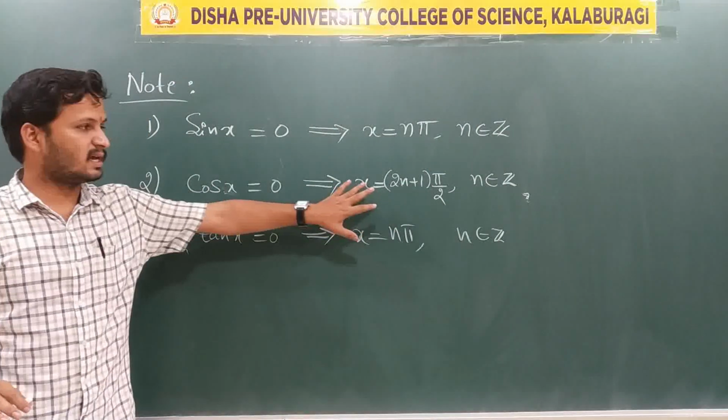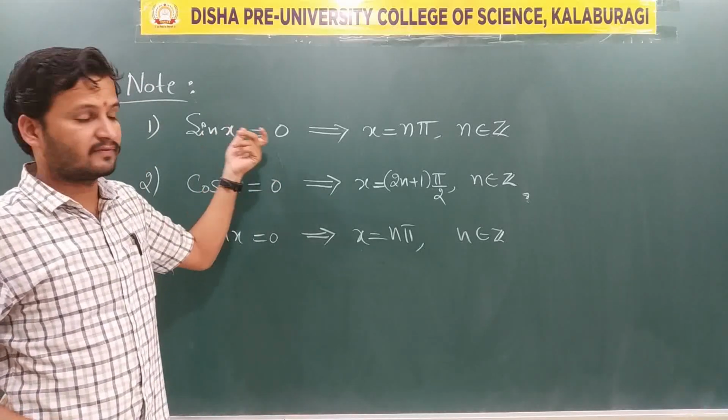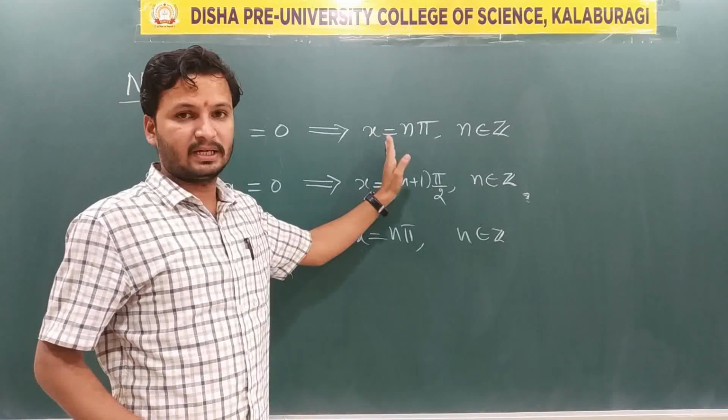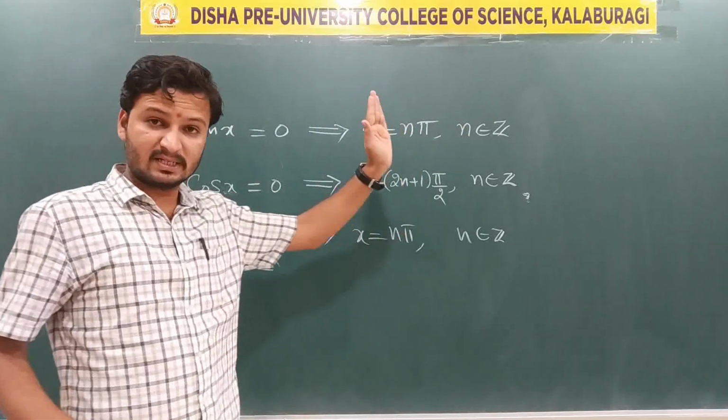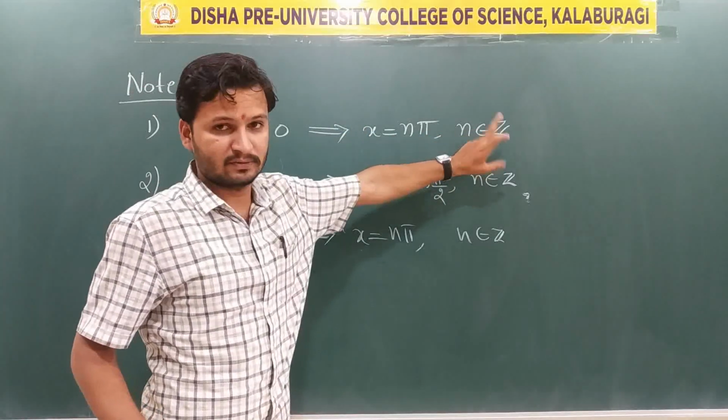Just remember: sin x is equal to 0 for integral multiples of pi, that is pi, 2 pi, 3 pi and so on, as well as minus pi, minus 2 pi and so on, because n is an integer and negative values are also there.